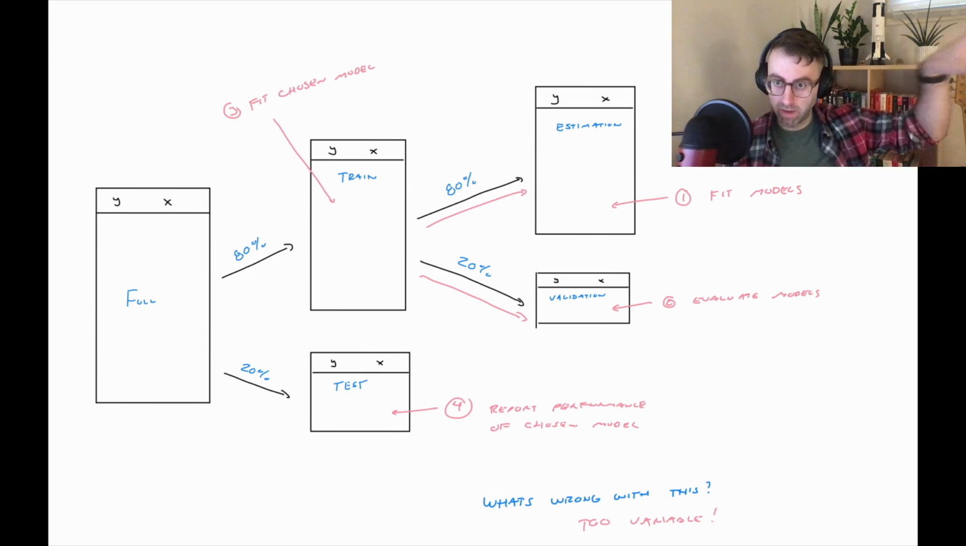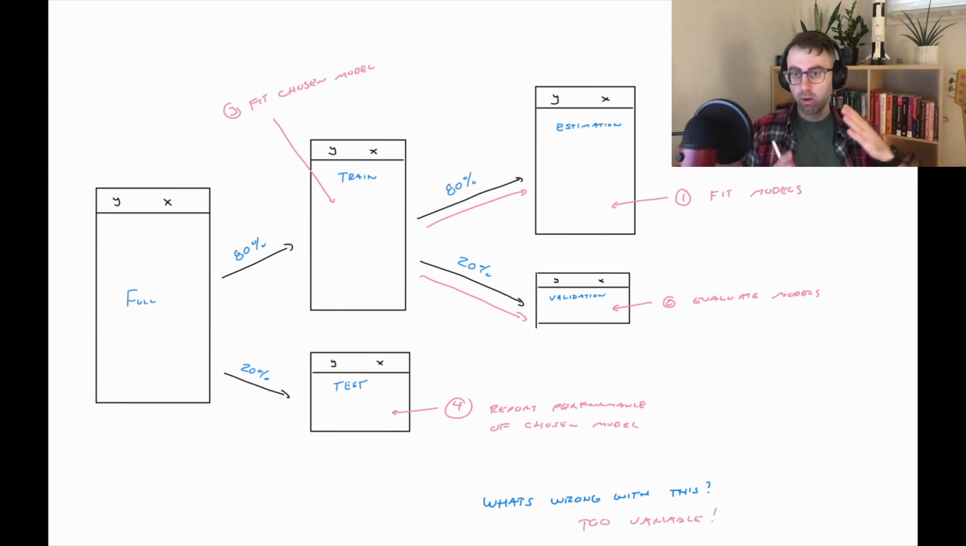So even if we ignore the fact that we first train test split the data, just the estimation validation split itself is adding a bunch of variance to this procedure, where what we'll see when we get to R is that we might select wildly different models depending on just the randomness of the split of the data. So what we want to do is reduce that variability. Okay.